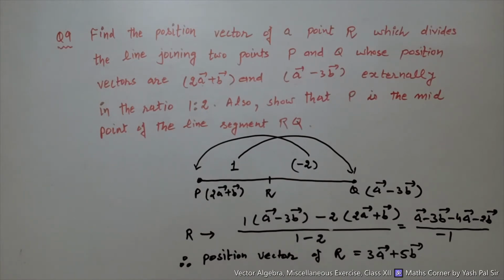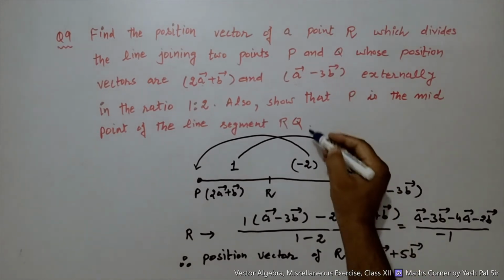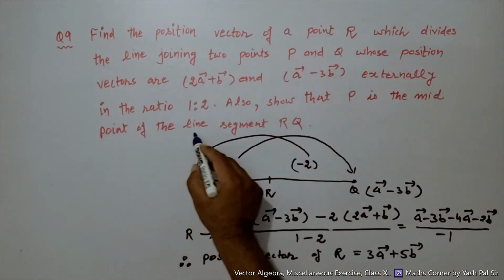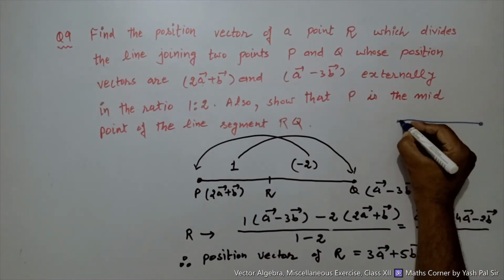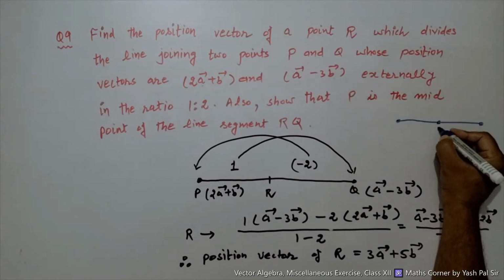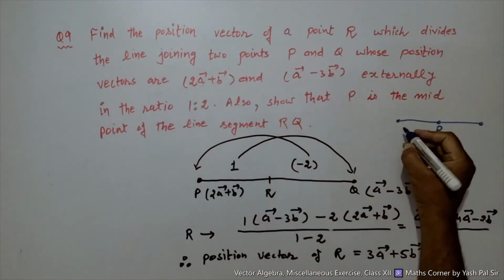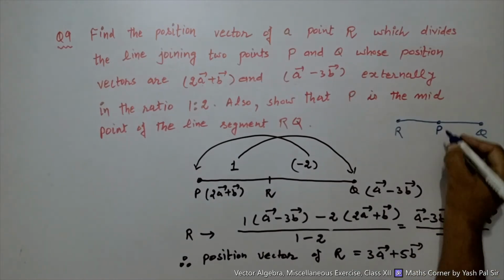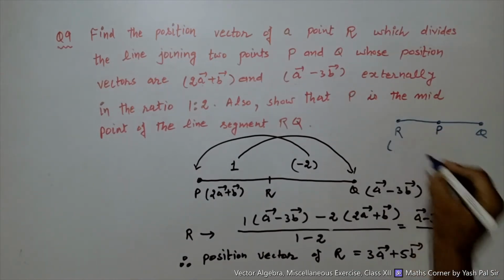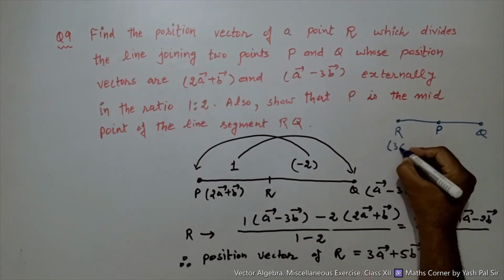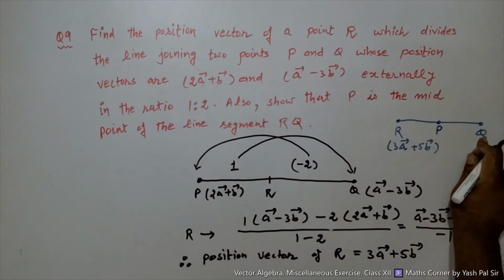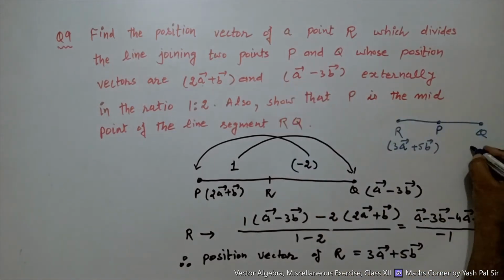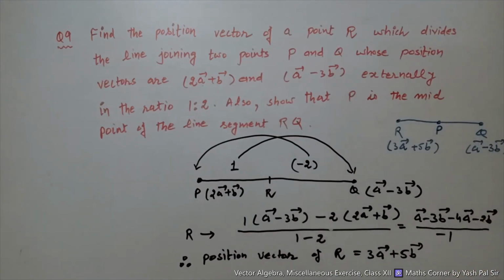Now what is our question? Second part: show that P is the midpoint of the line segment RQ. So here we make the rough diagram where P is the midpoint. This is P and RQ, this is R and this is Q. The position vector of R we have obtained is 3 vector A plus 5 vector B, right? The coordinates of Q are vector A minus 3 into vector B.